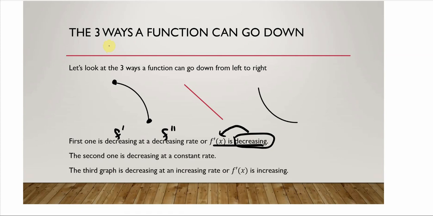The second scenario, we're saying it is going to decrease at a constant rate. And finally, the last one is going to be decreasing at an increasing rate. So that means that f prime is negative, but f double prime here is going to be positive. Okay?